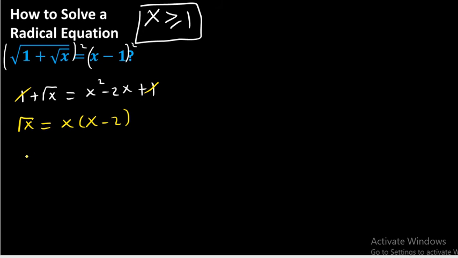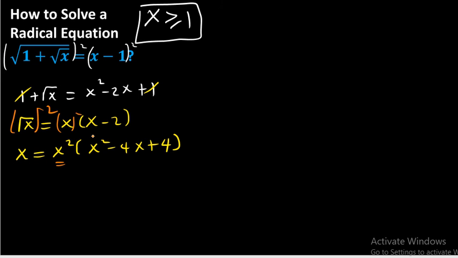Still we can square and remove the radical again. So when you square again, x is equal to x squared into x squared minus 4x plus 4. When I square the left hand side, the radical moves out and x remains. On the right hand side, the x squared alone will be x squared, and x minus 2 the whole squared will be, applying the a minus b the whole square rule, x squared minus 4x plus 4.